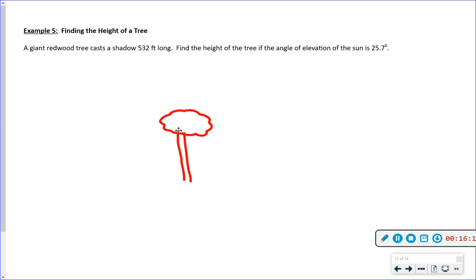Okay. Cast a shadow, 532 feet long. Now, remember, we're in a right triangle section. This is going to boil down to a right triangle. Redwood tree. Where does your shadow end up? On the ground. So here's my shadow, which is 532 feet long. You could have put the shadow on either side. I just put it on the left side because I'm standing on the left side of it. Whatever. You can see your right triangle happening.